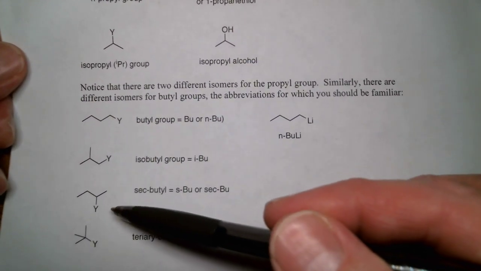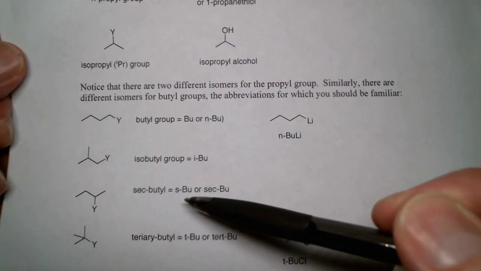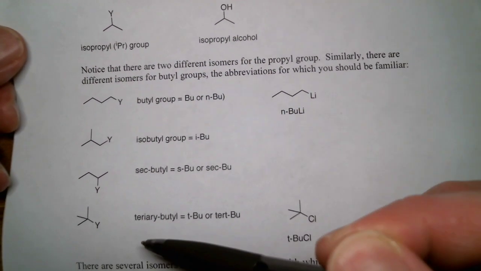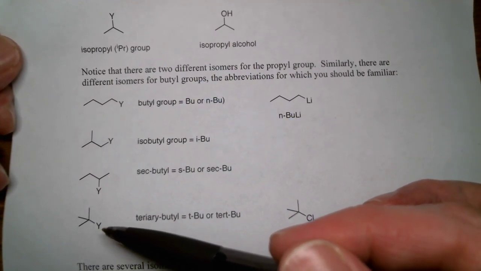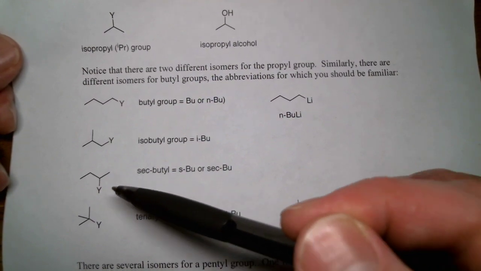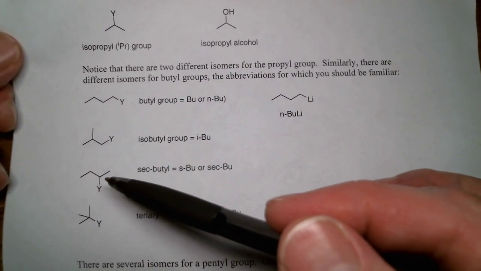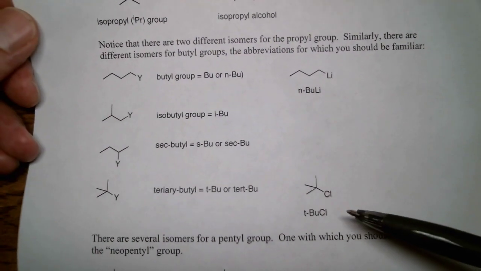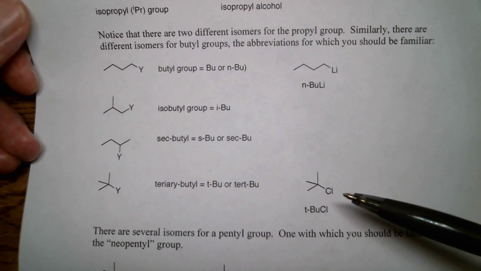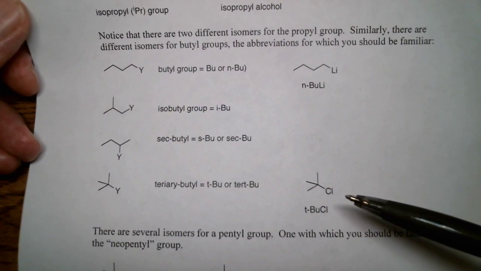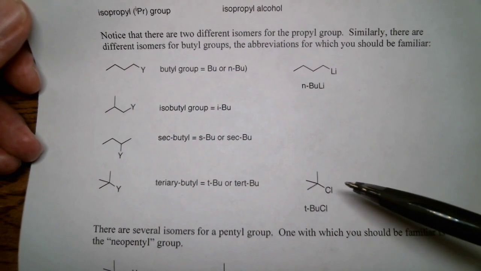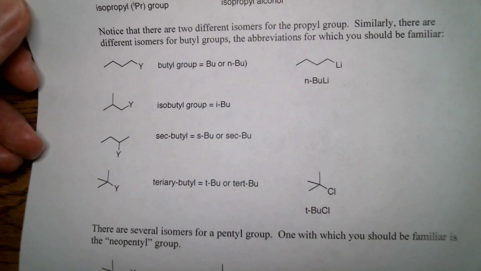We have a secondary butyl group, or sec-butyl, sometimes abbreviated s-butyl. And we have a tertiary butyl group, where the Y group is bonded to the tertiary carbon, just as in the secondary butyl group, the Y group was bonded to a secondary carbon. So in terms of an example here, we have tert-butyl chloride. Of course, our IUPAC naming system would call it 2-chloro-2-methylpropane, but like I said, we'll get to that shortly.